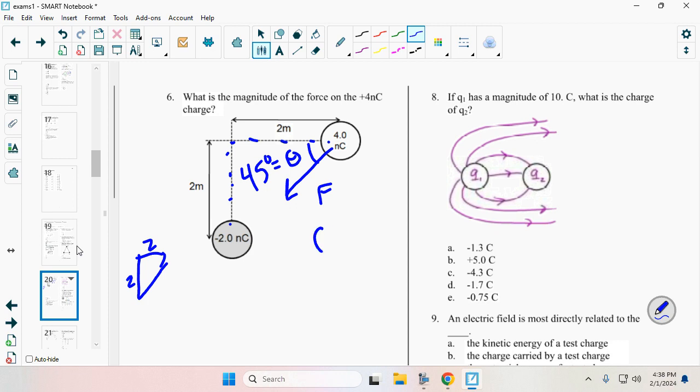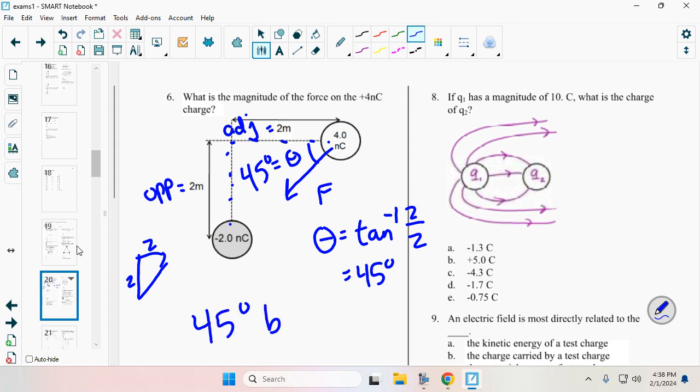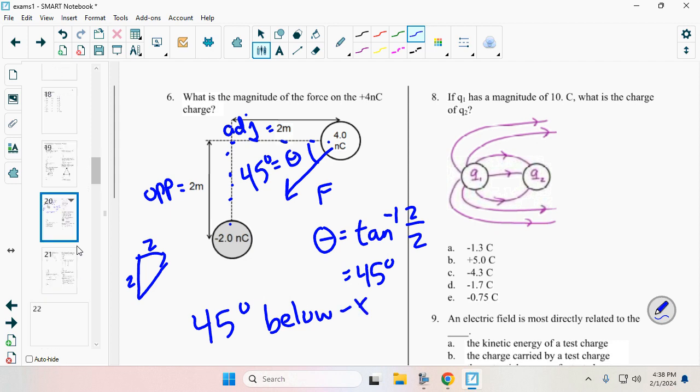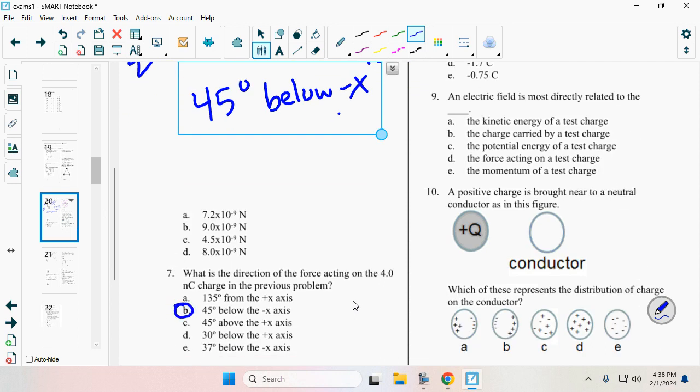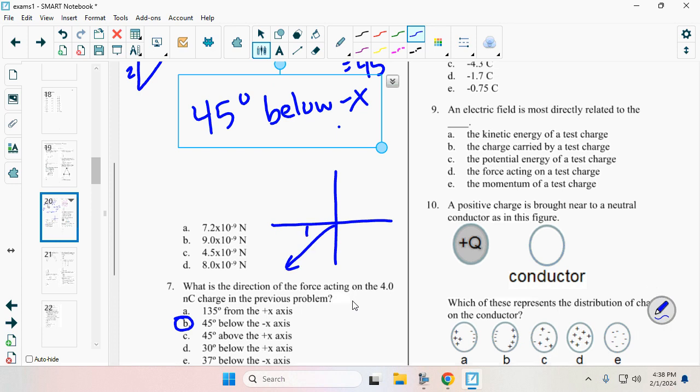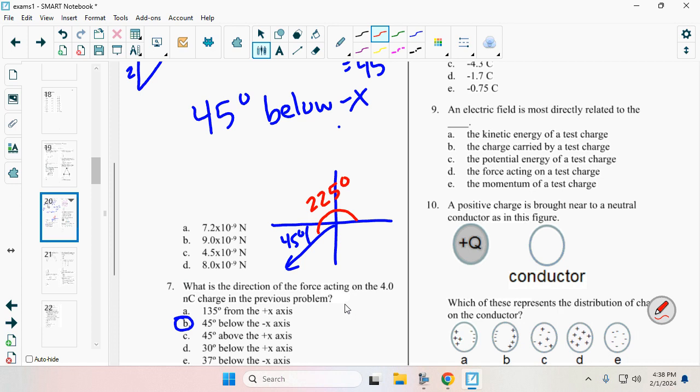But to find that, that would be the opposite. This is the side, opposite over adjacent. Remember SOHCAHTOA? Tangent 45 degrees. All right. And then look down at the options. That would be 45 degrees. That would be the right answer. But we could express that too. If this is 45 degrees, we could also say that's 180 plus 20 plus 45.